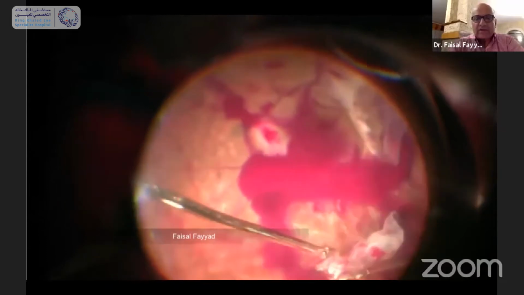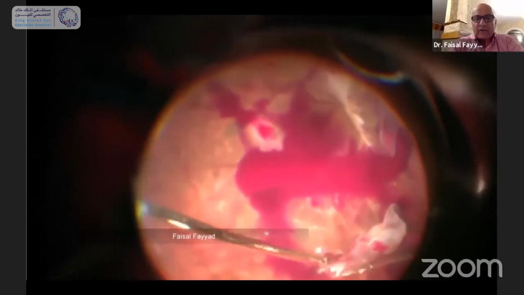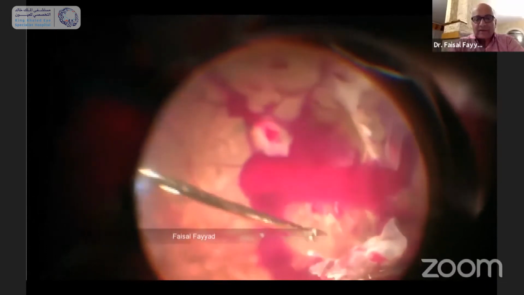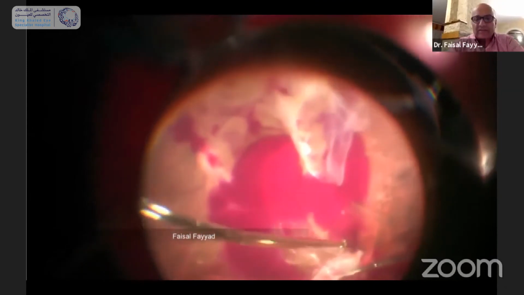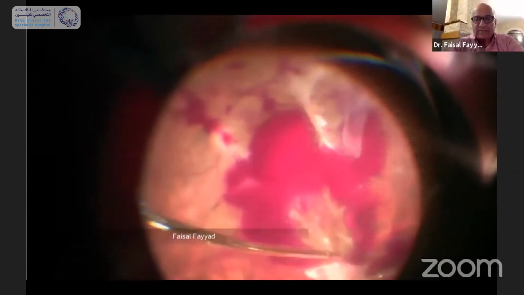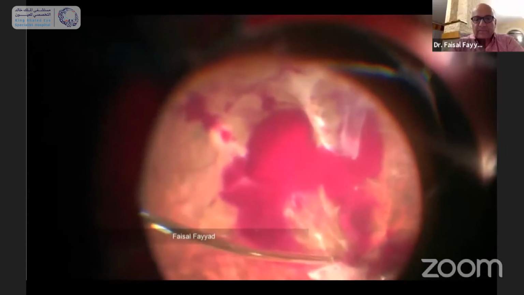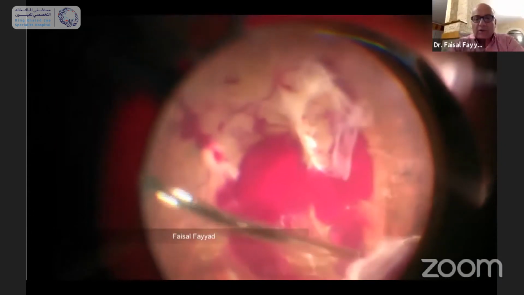You can see the retina is elevated, then you have to exert fair traction, not too much, not too little, in order to see the epicenters and delaminate, to cut the epicenters. Slowly. Then now the other part.